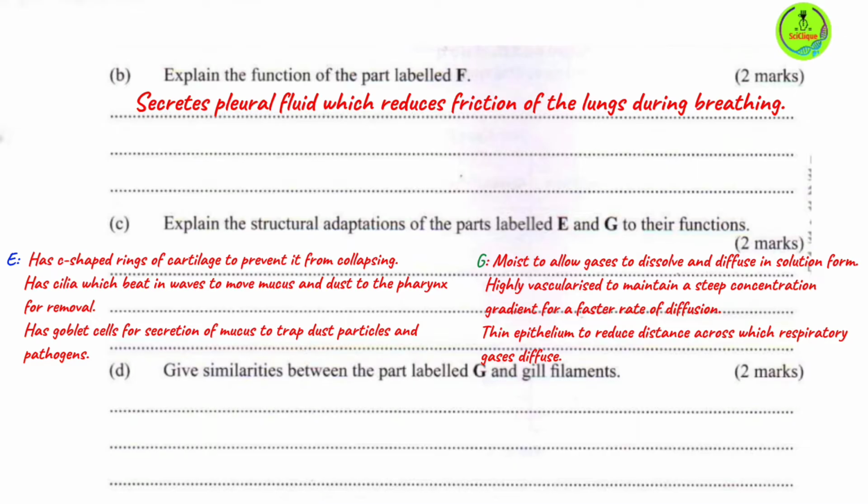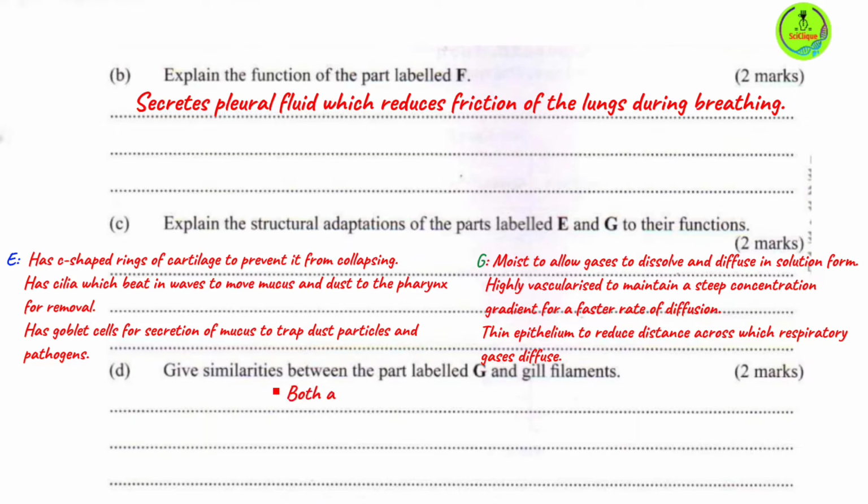Part D. Give similarities between the part labeled G and gill filaments. Okay, let's just consider that. What do the alveoli and gill filaments have in common with one another? They are both respiratory surfaces. One is found in mammals and the other in fish. So they are going to have adaptations that are similar to one another.